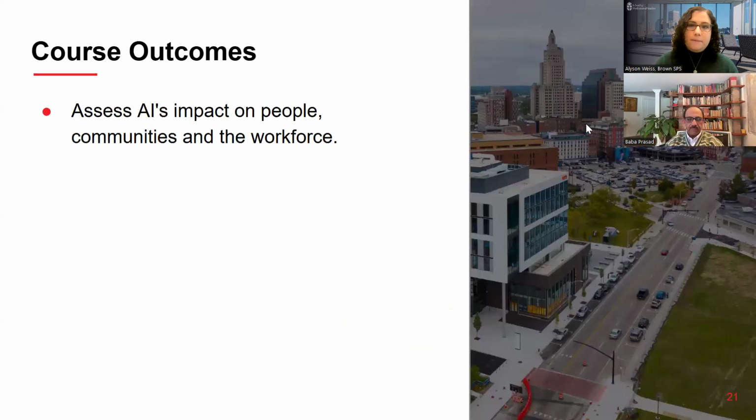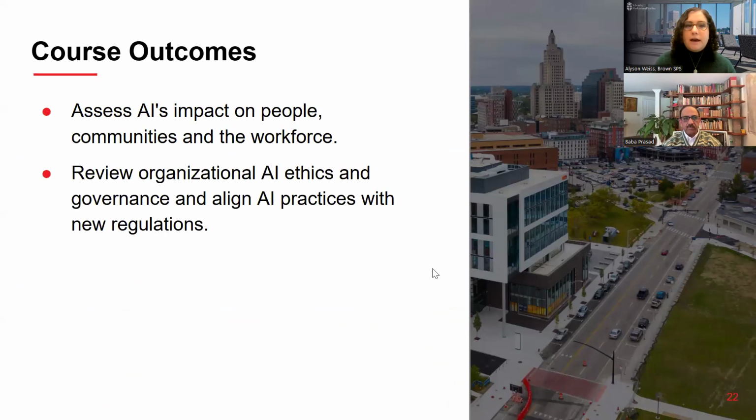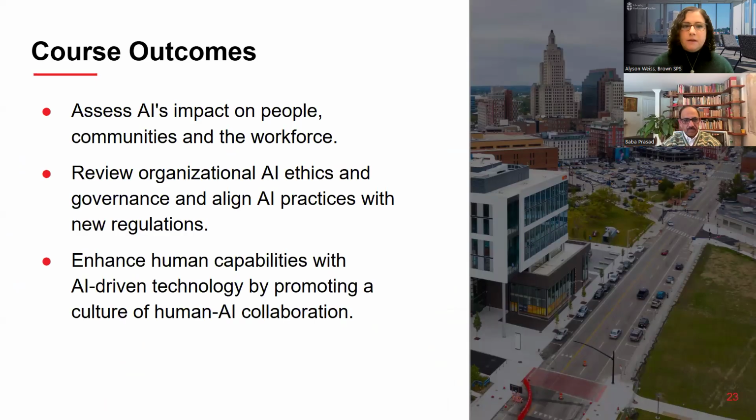By the end of the program, there are a couple of outcomes that we commit to you that you will feel that you've achieved. You'll be able to assess AI's impact on people, communities, and the workforce. You'll be able to review organizational AI ethics and governance and align your organization, team, or department's practices with new regulations. You'll have the ability to enhance human capabilities with AI-driven technology by promoting a culture of human-AI collaboration.